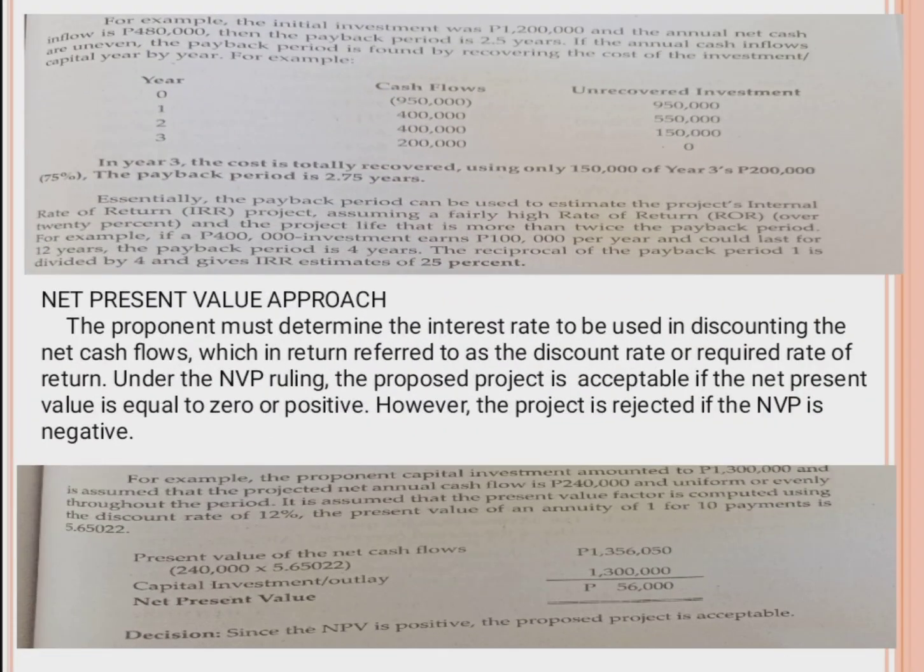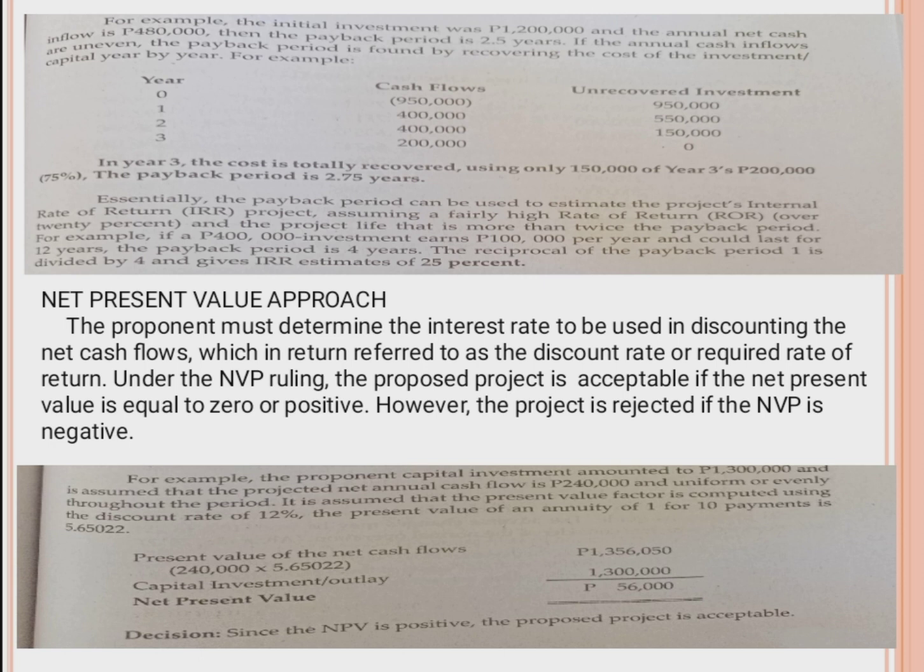For example, the initial investment was 1,200,000 and the annual net cash inflow is 480,000. Then the payback period is 2.5 years. If the annual cash inflows are uneven, the payback period is found by recovering the cost of the investment or capital year by year. For example, year 0 cash flow is 950,000, so the unrecovered investment is 950,000.